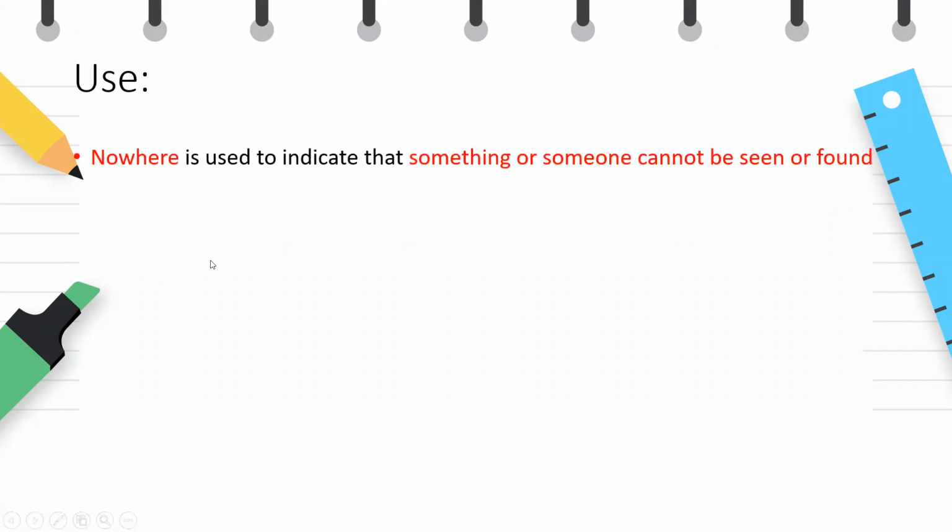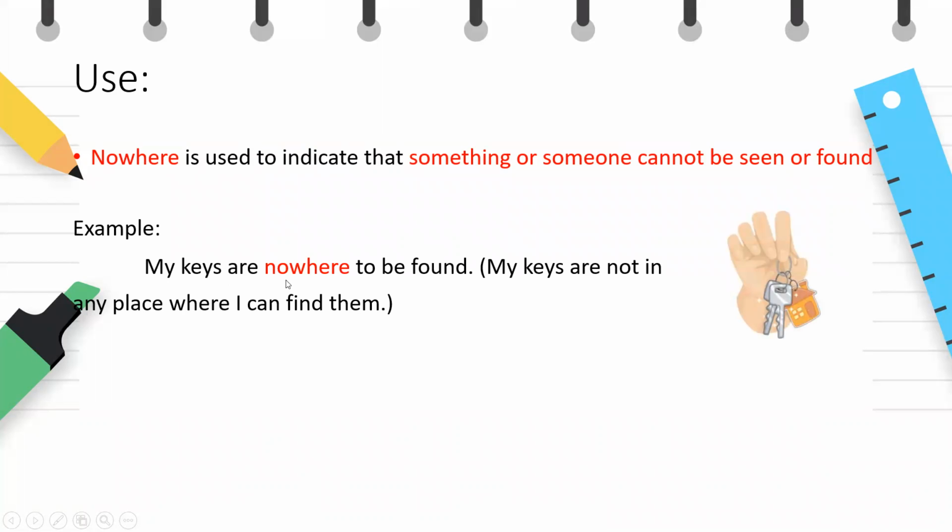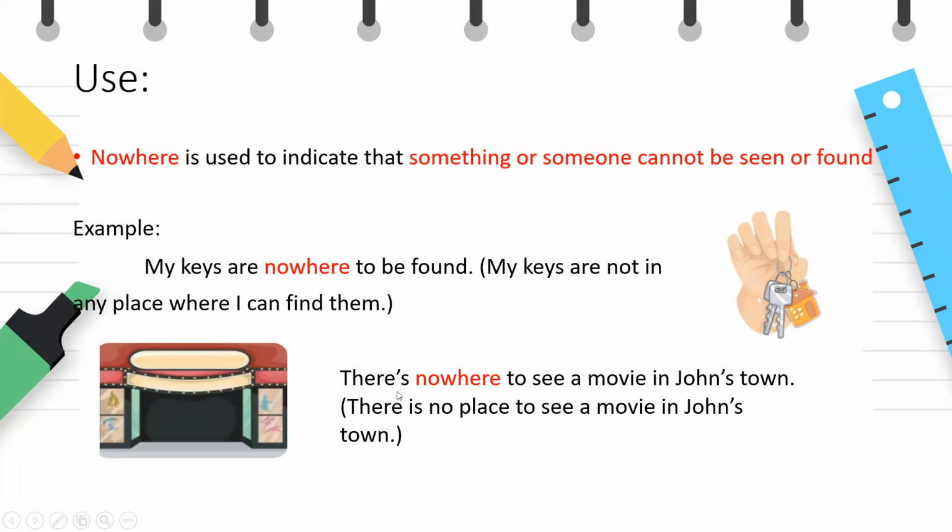When do we use nowhere? Nowhere is used to indicate that something or someone cannot be seen or found. For example, my keys are nowhere to be found, or my keys are not in any place where I can find them. There's nowhere to see a movie in Johnstown, which means there is no place to see a movie in Johnstown.